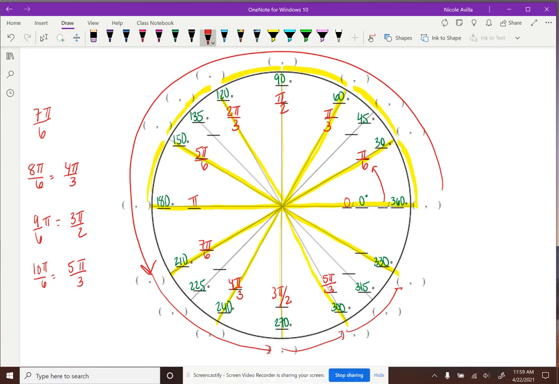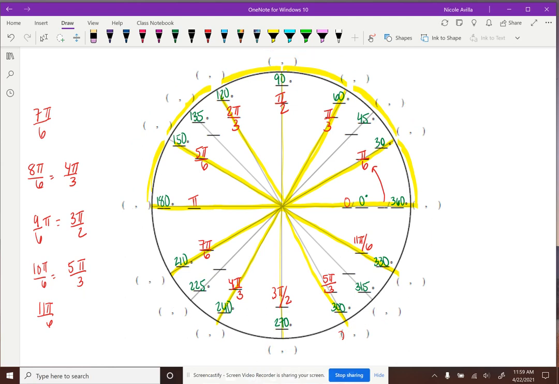Now I'm at 11 pi over 6, and that won't simplify, so I'm going to leave it as 11 pi over 6. And by the time I get all the way around, I have 12 slices out of the original 6, which is where I get 2 pi from. Now, you'll notice at this point, I still have skipped over all my 45-degree markers, so I'm going to need to go in and fill those in as well.